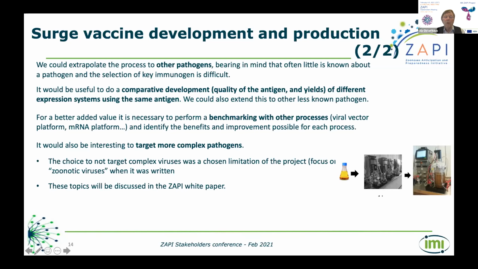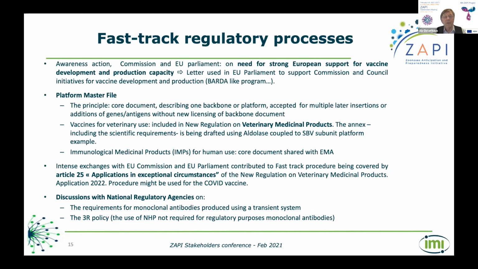But I think overall, we can say that it has proven to be, in the hands of different people, quite a robust system. Well, it would be interesting to target more complex pathogens. The choice to not target the complex virus was a chosen limitation of the project. Really to focus on certain zoonotic viruses when we wrote up the proposal. And this whole thing will be discussed in a ZAPI white paper that is going to be made.